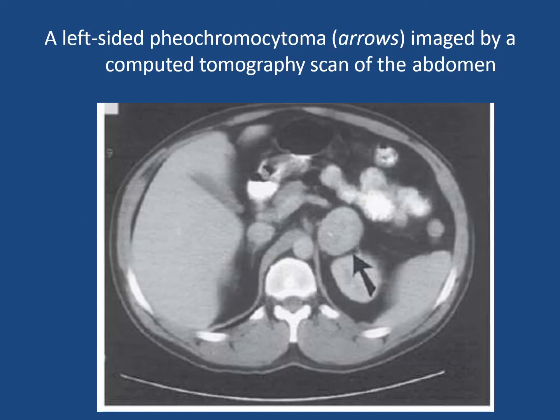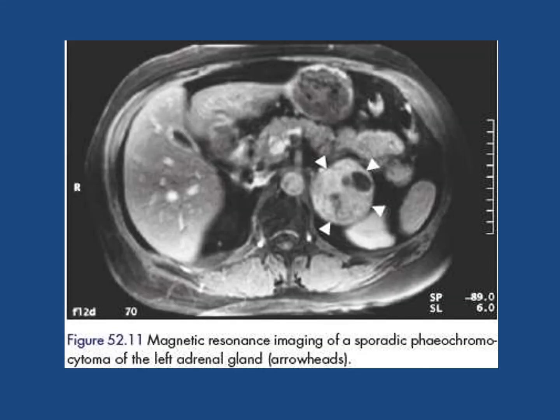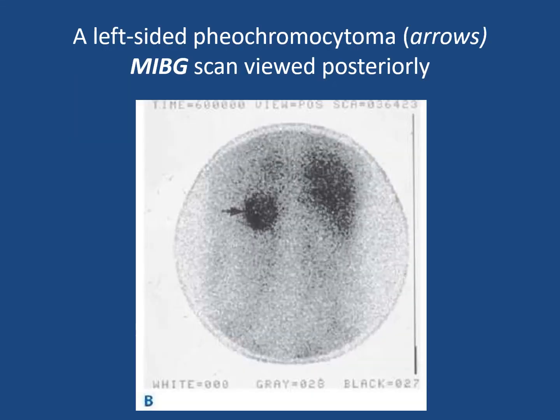Here you see a left-sided pheochromocytoma, CT abdomen showing an arrow at the lesion site. Again you will see MRI, better localization of the lesion. You see the arrowheads at the site of lesion. Here comes the MIBG scan viewing a left-sided pheochromocytoma.